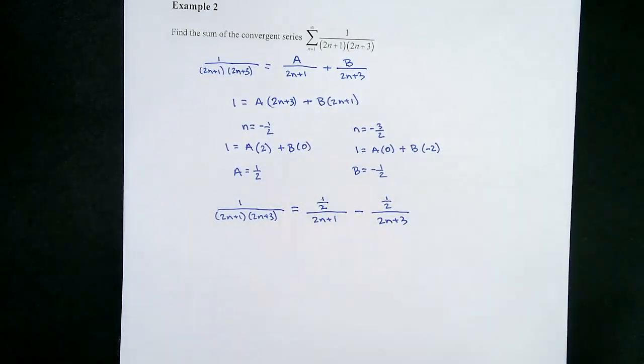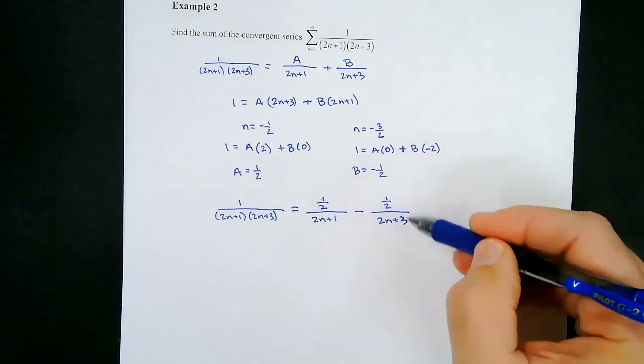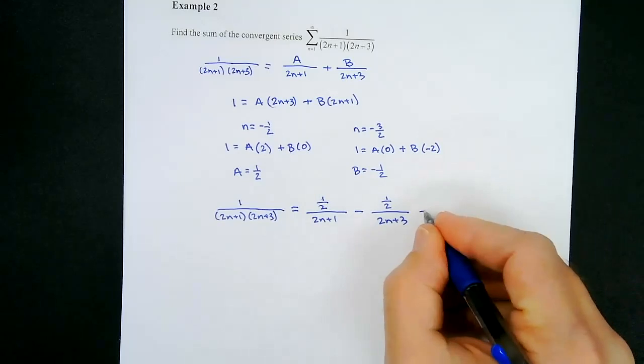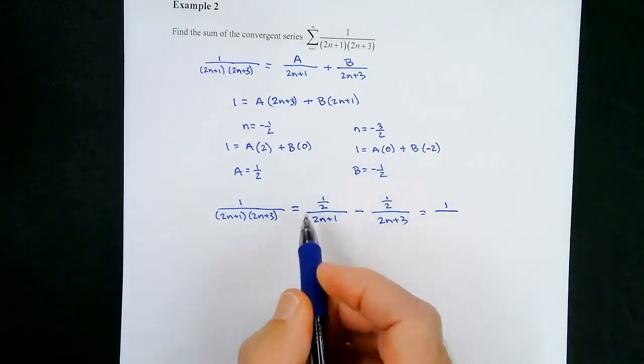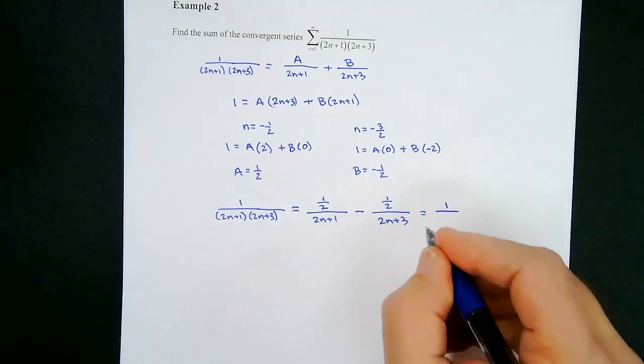And this created a complex fraction. So I'm going to multiply by 2 over 2 for this fraction, and also 2 over 2 for this fraction. That's going to give me 1 on top for this one. This one's going to become 4n plus 2.